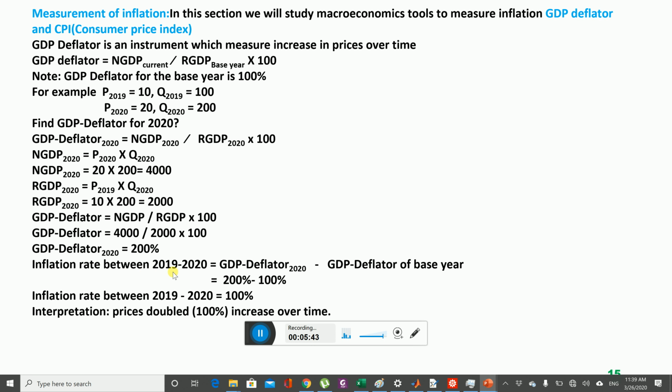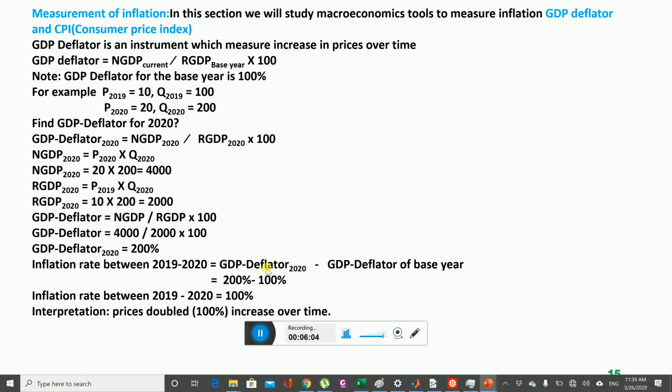The inflation rate between 2019 and 2020 is equal to the GDP deflator for 2020 minus the GDP deflator of the base year. So as I told you in the very beginning, for the base year the GDP deflator is always 100%, and for the current year 2020 we calculated that it is 200%.